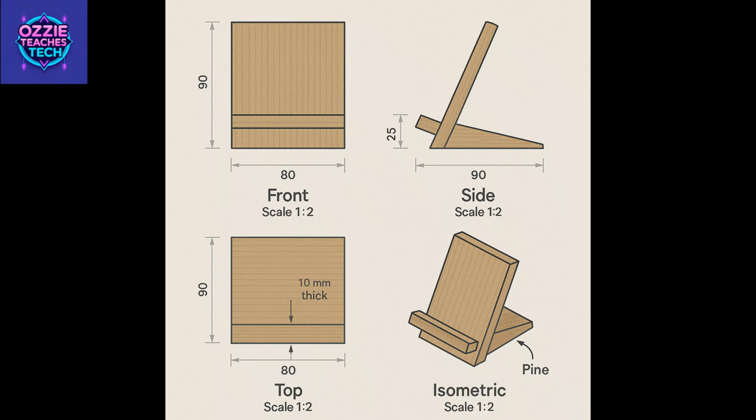Drawing 2, side view, 1:2 scale. It shows the base depth, which is 100 mm. It shows the thickness of wood, which is 15 mm. And it shows a curved radius at the top, which is 20 mm. Drawing 3, which is a top view, 1:2 scale. It shows the groove width. It shows the side support positions and the screw hole locations.